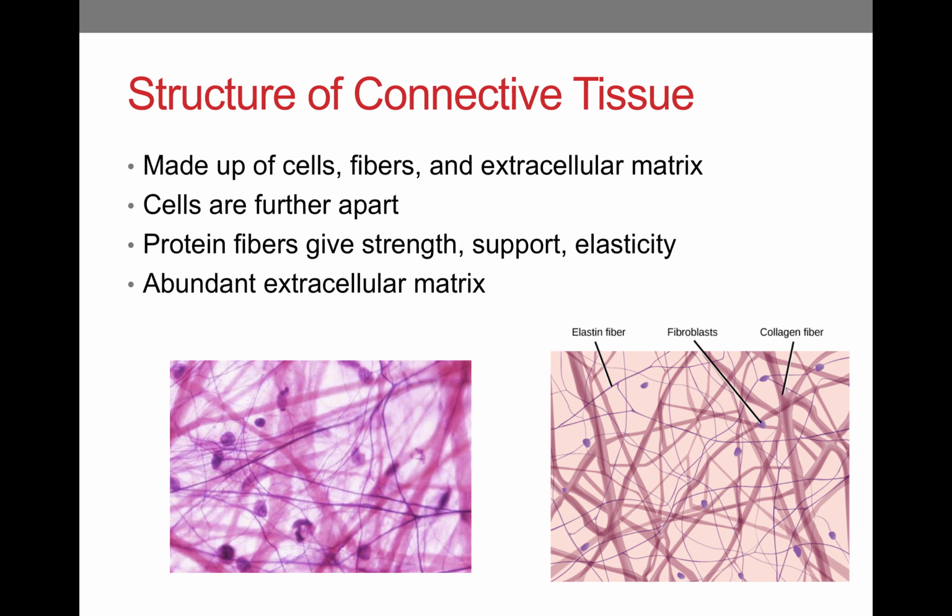Connective tissue is made up of cells, fibers, and an extracellular matrix. Extracellular just means outside of cells, and so this is like a semi-solid, jello-y type matrix or substance. As we mentioned before, the cells are further apart, but there are a lot of protein fibers that give strength, support, and elasticity depending on the type of fiber, which we'll talk about in a minute.